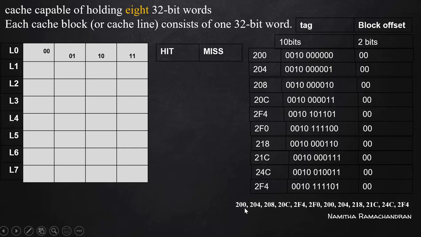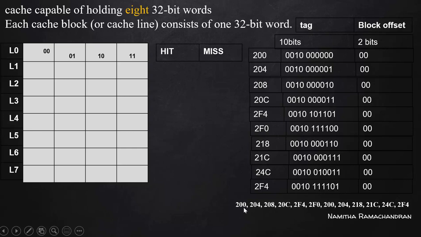First is 200. In associative mapping, what is the mapping principle? We can place a block anywhere, in any cache line, if it is free. We don't need to consider any rule, or any particular set here. We can place it anywhere in this cache if the line is free. So the first one is address 200.